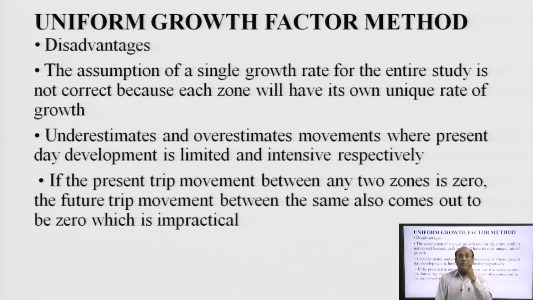What is the disadvantage of uniform growth factor method? The assumption of a single growth rate for the entire area is not correct, because each zone will have its own unique rate of growth. Second, it underestimates and overestimates movement where present day development is limited and intense respectively. If the present trip movement between two zones is 0, then the future trip movement between the same zones will also come out to be 0, which is impractical. So, these are the basic disadvantages of uniform growth factor method.